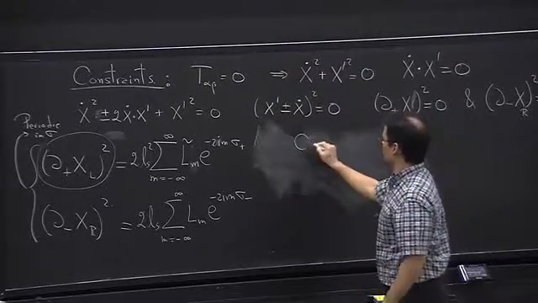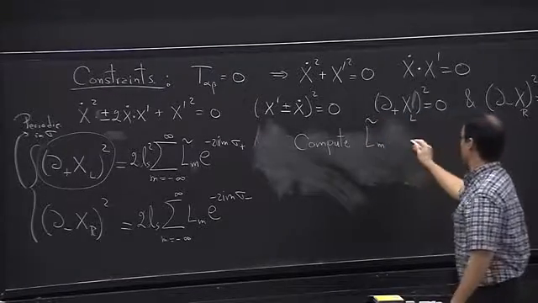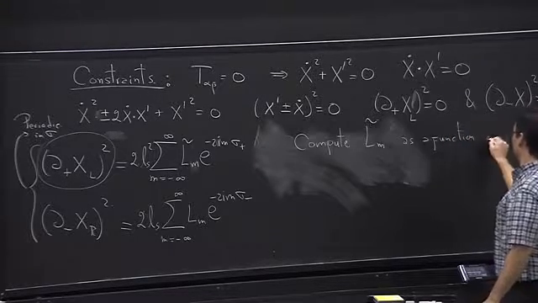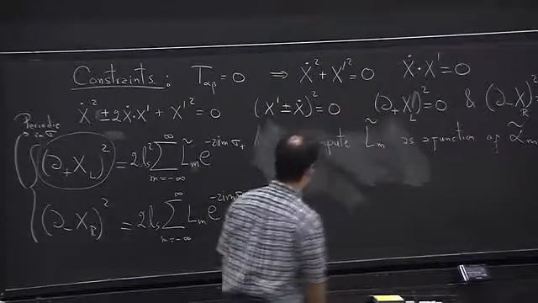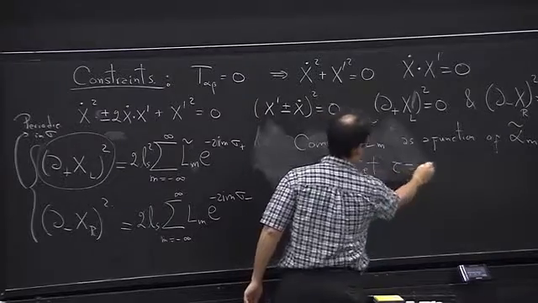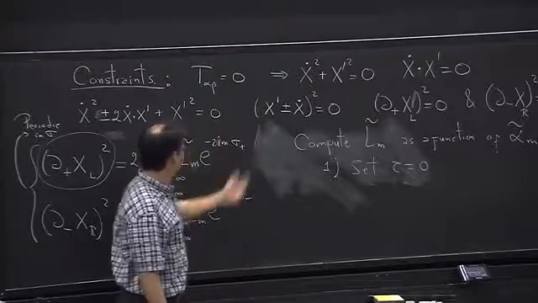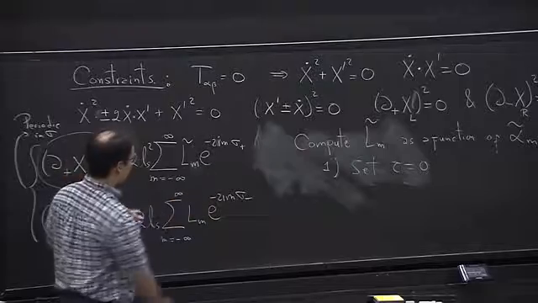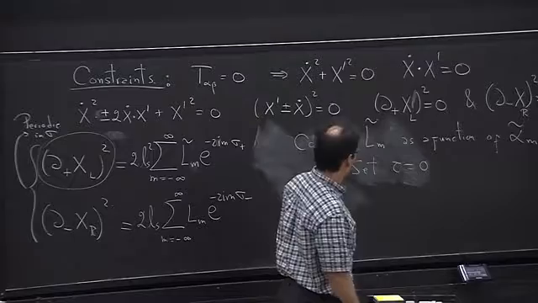We want to compute this as a function of the alpha tildes. So the first thing is to set tau equals to 0, right? All the tau dependencies here and in the corresponding factors inside here, so whatever relation we're going to get should be true for any tau. In particular, we can set tau to 0. So that would be convenient.